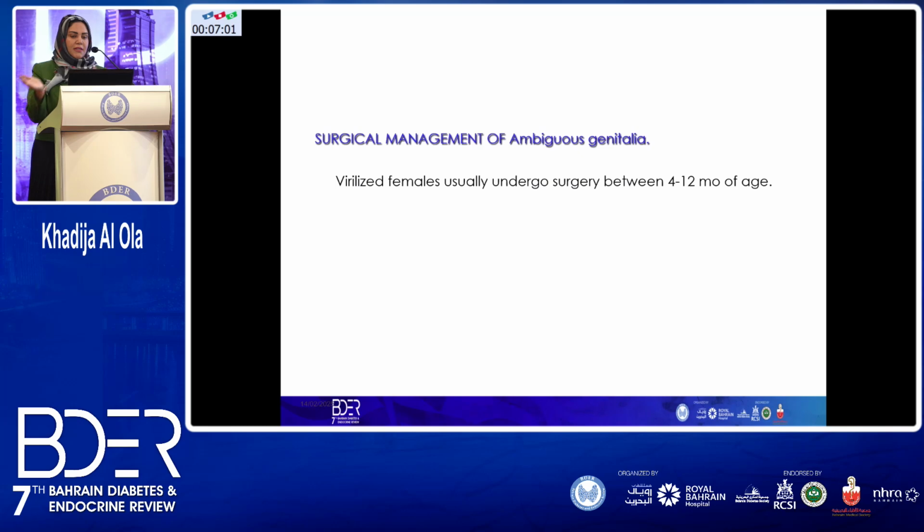Medical treatment and surgical treatment. If there is ambiguous genitalia, usually the surgeon does the correction. It might be more than one correction, but they usually start between 6 to 12 months of age.